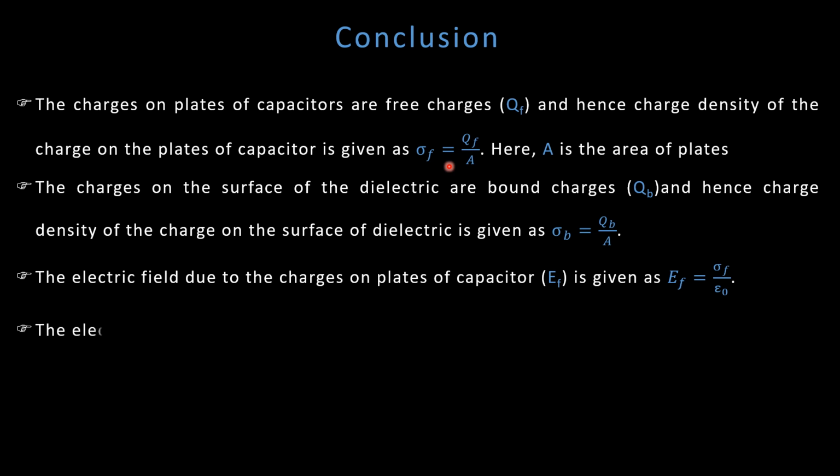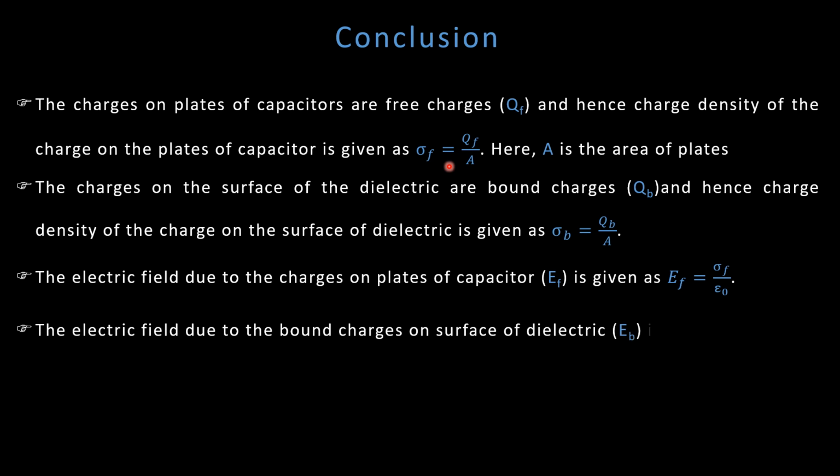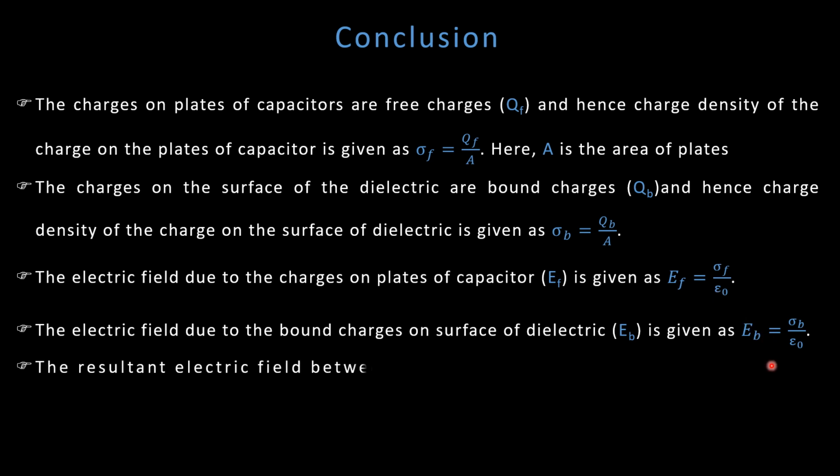Similarly, the bound charge of the dielectric will also produce an electric field, which we denote with EB, and it is sigma B by epsilon 0. And the two, EF and EB, are opposite. So to find the resultant electric field, we take the difference of the two, and then what we get is epsilon 0 E is equal to sigma F minus sigma B. What is E? The resultant electric field.